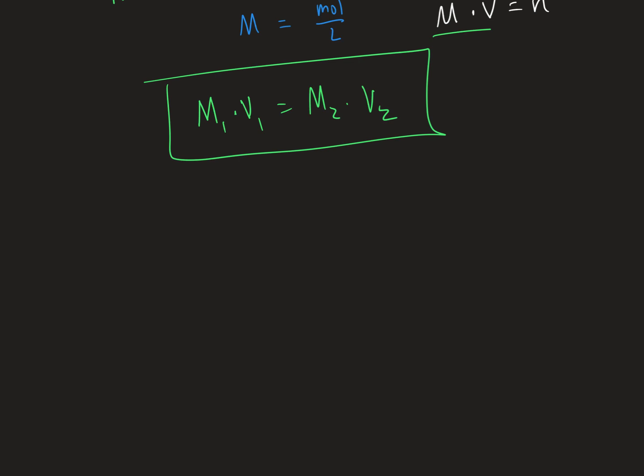All right, so let's do an example. We need 350 milliliters of a 1.5 molar concentration of HCl.